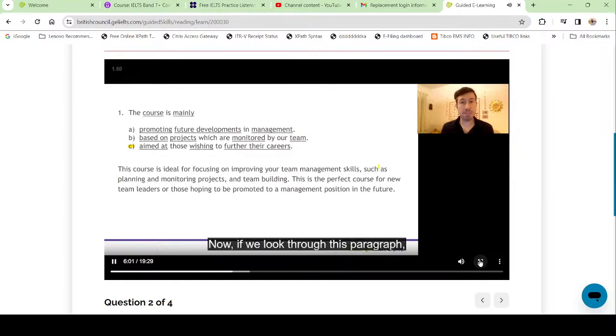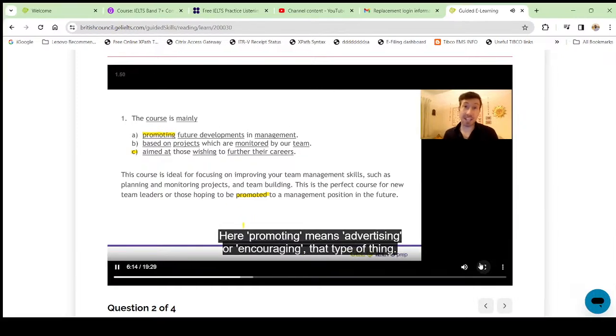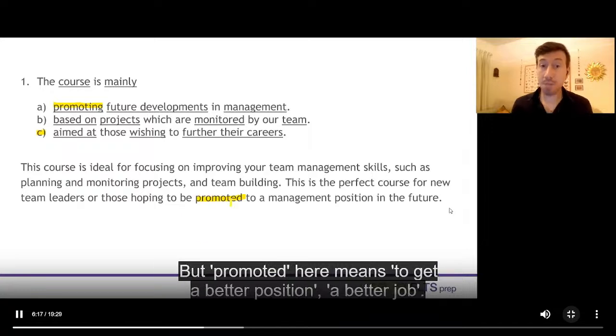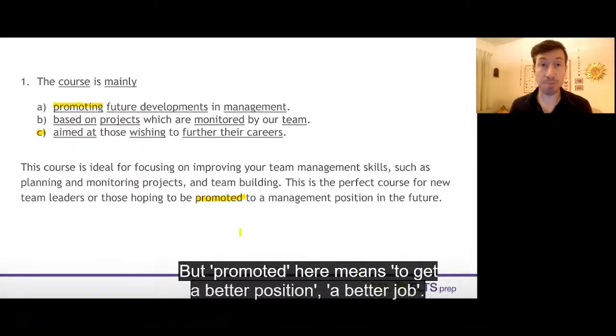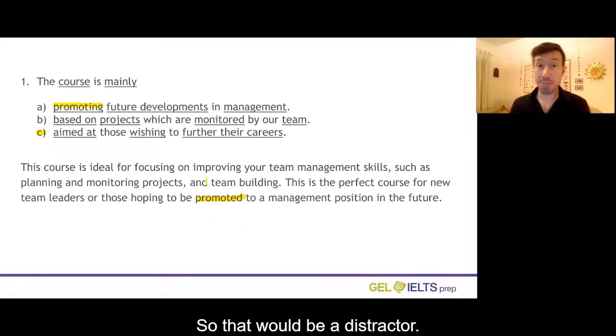Now, if we look through this paragraph, you'll see that we've got a few keywords here. We've got promoting and promoted here. Now they look nearly the same, but they actually have different meanings. Here, promoting means advertising or encouraging, that type of thing. But promoted here means to get a better position, a better job. So they look the same, but have different meanings. So that would be a distractor.